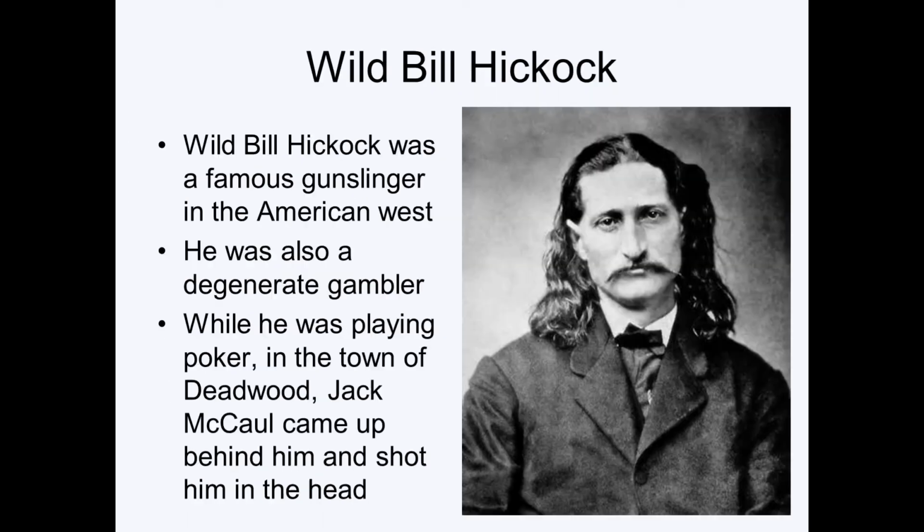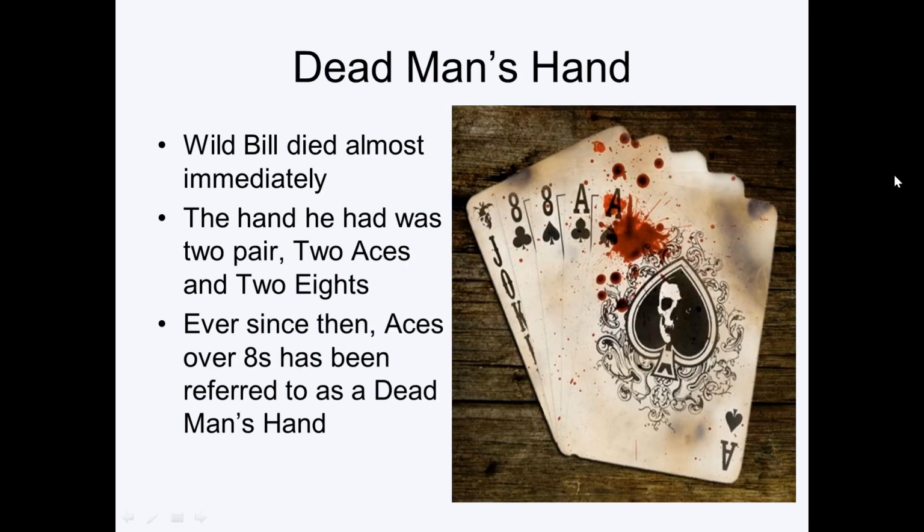Brief little history lesson. Wild Bill Hickok was a famous gunslinger in the American West. He was also a degenerate gambler. While he was playing poker in the town of Deadwood, Jack McCall came up behind him and shot him in the back of the head. It was over something else in a previous game. Wild Bill died almost immediately. The hand he had was two pairs, 2 aces and 2 eights. Ever since then, aces over eights has been referred to as a dead man's hand.